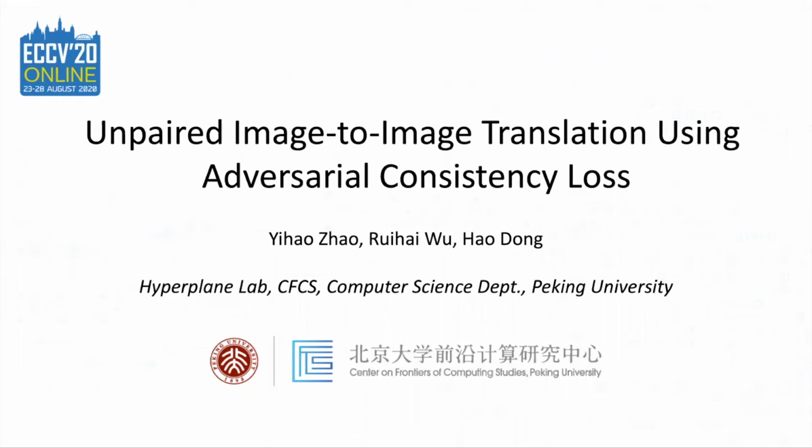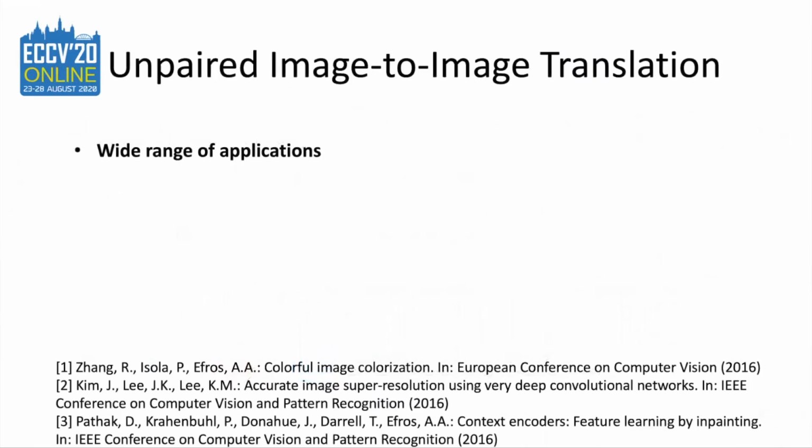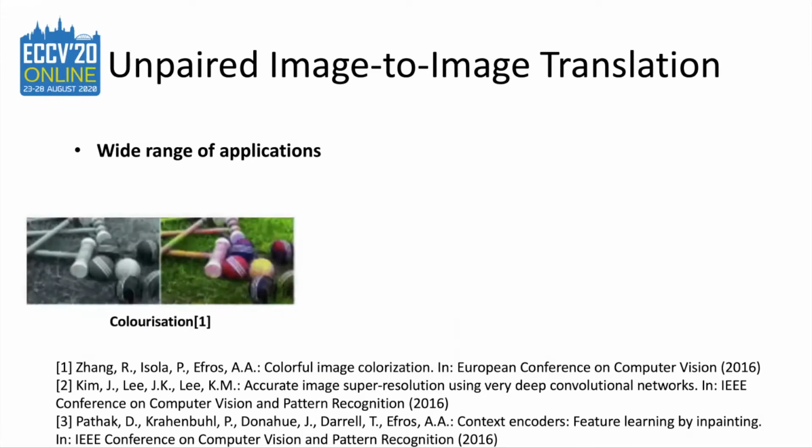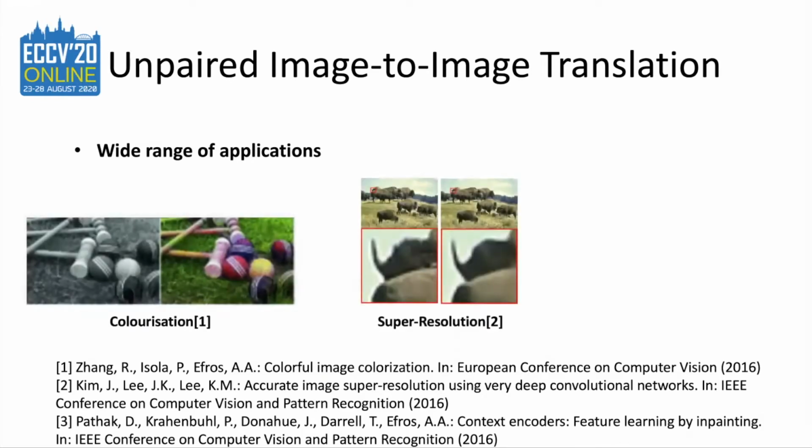Hello everyone. This work focuses on unpaired image-to-image translation. Learning to translate data from one domain to another is an important problem in computer vision for its wide range of applications, such as colorization, super resolution, and image inpainting.